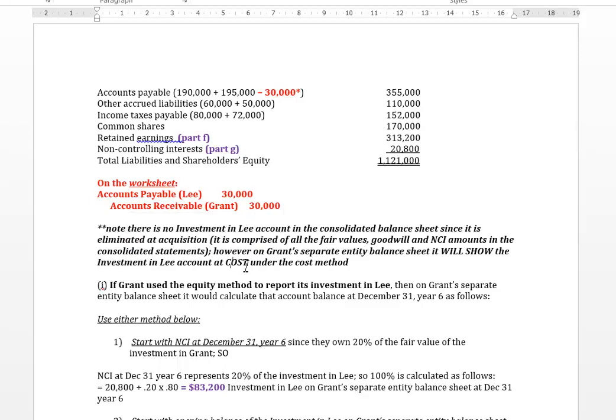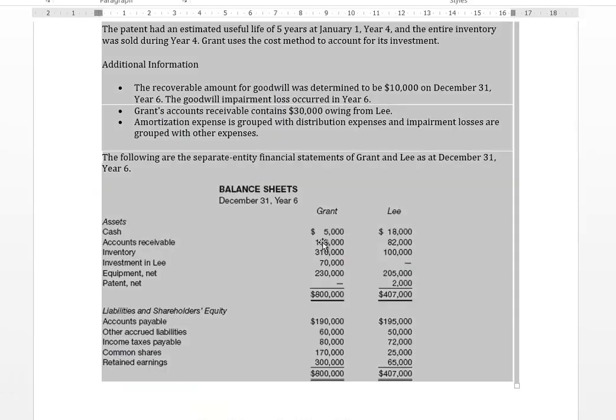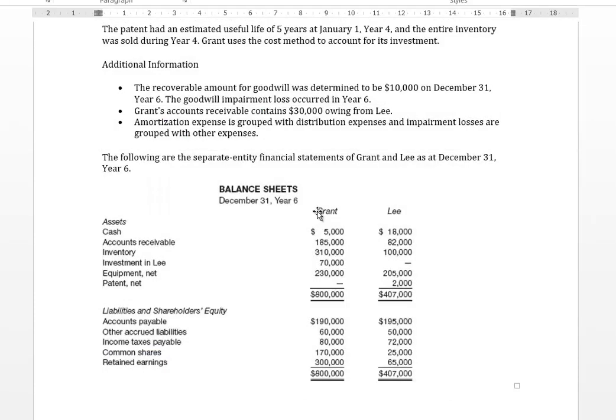Under the cost method, don't forget, you're not going to have that investment in Lee account, right? You're not going to have that on the consolidated books. Now, don't forget, you would have it, though, on Grant's individual books. In fact, you can see it here. It's right here, investment in Lee. It's right here, 70,000, right? That's their separate entity books.